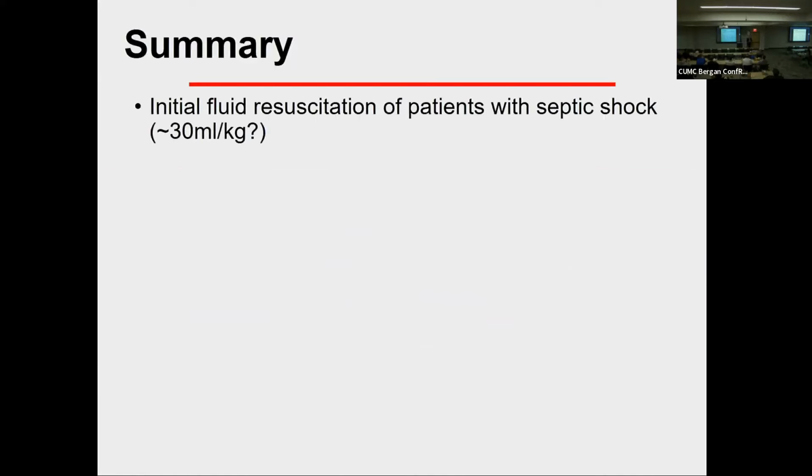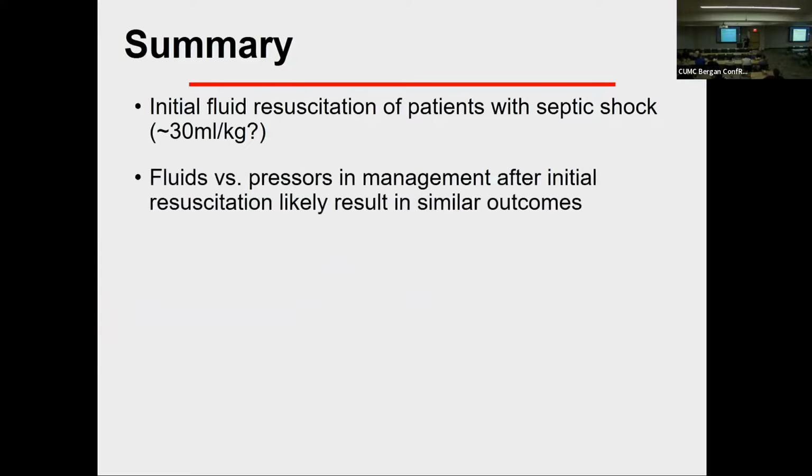All right, summary, and then we'll see what questions you have. So initial fluid resuscitation of patients with septic shock, still thought to be 30 mils per kilo, although it's based off of one single center study and the rigor of the evidence is decreasing in the surviving sepsis guidelines. Fluids versus pressors in management after that initial resuscitation, I think pick your poison.